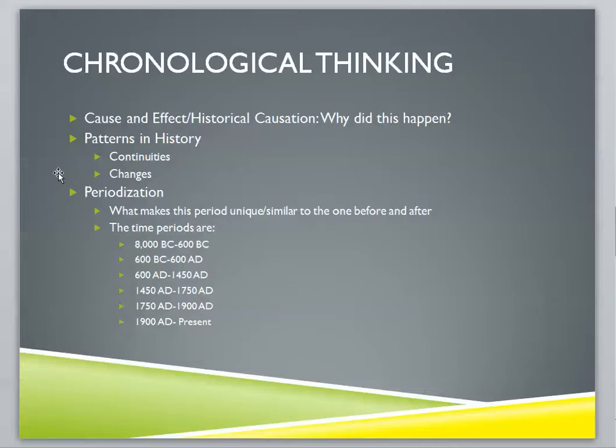And so this comes up with a word that is unique to AP World, which is called periodization. So what makes this time period unique in history? What makes it stand out from the time period that came before it and the one that comes after it? Why do we use these years, 1450 or 1750? And that's one of the questions you have for your assignment this summer. But that is a big skill that you have to be able to use throughout the year. Looking at time and events that occur throughout time and why they happen and what are their effects.